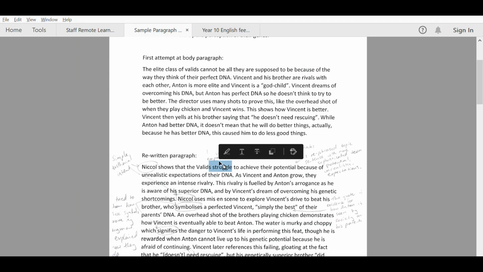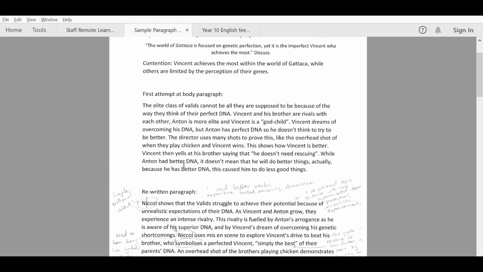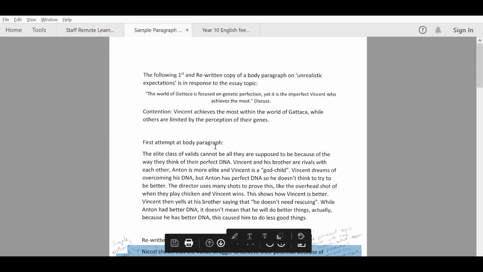The valids struggle. You notice I've got the authorial intent there. I've simply used the author's name to show that I understand that someone made it, and that he's trying to do something. Nichols shows. That sentence there should be linked to the topic here.